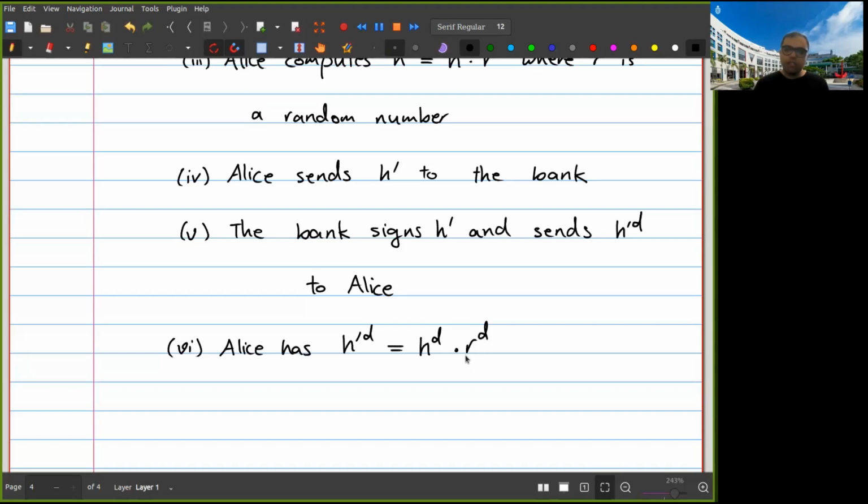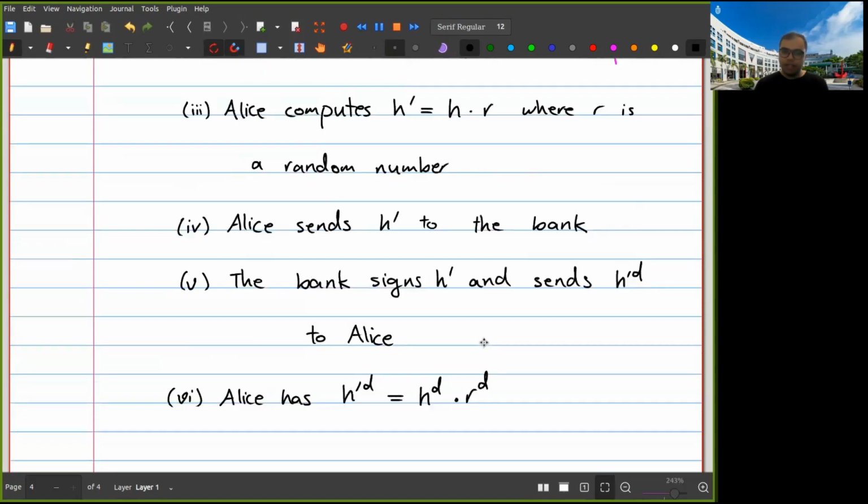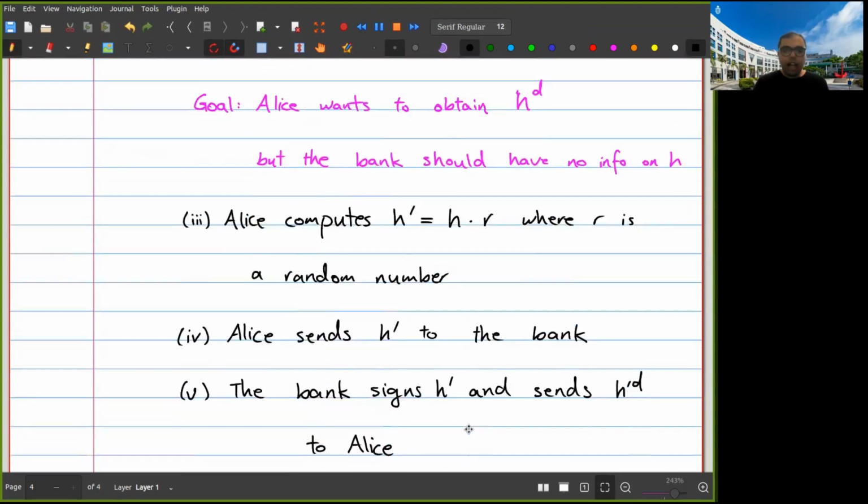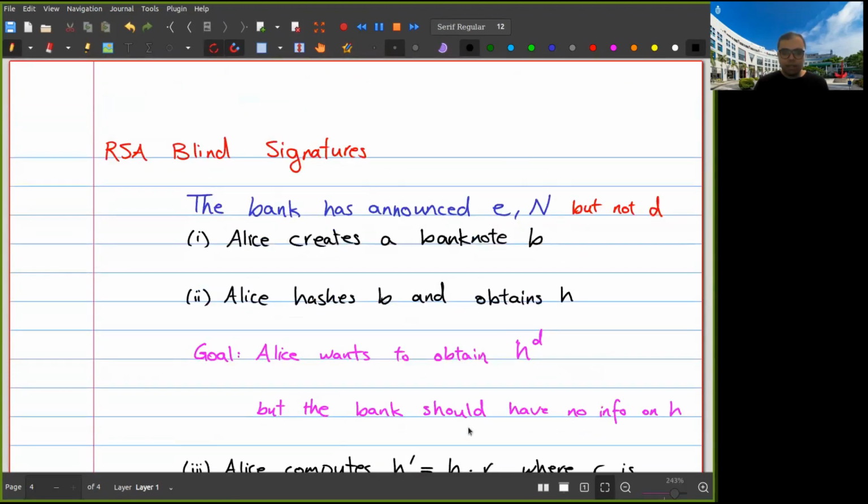So I don't like the fact that I'm getting R to the power of D here. What can I do to make sure I don't get R to the power of D? Well, I can use the RSA property. What was the main RSA property that we had with these numbers, with the E and D? Yes, the thing in the chat is absolutely correct.